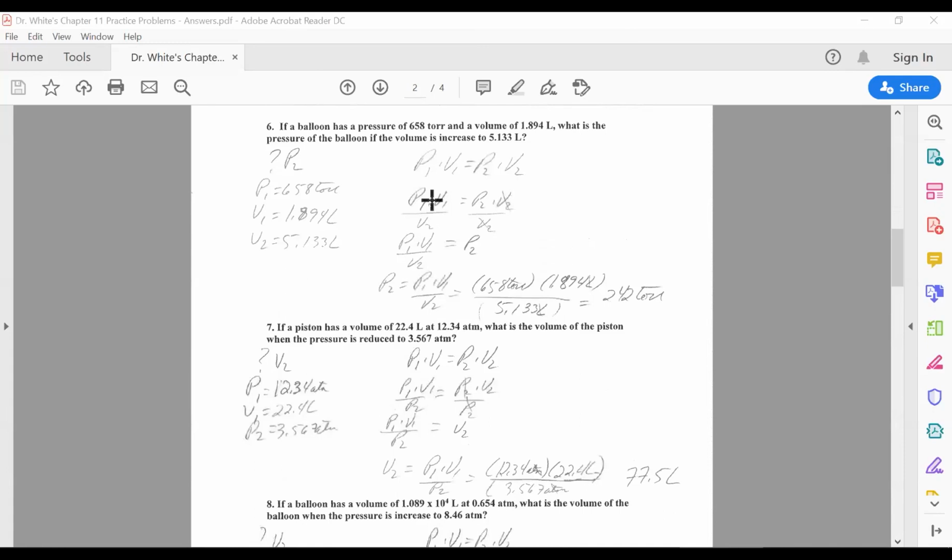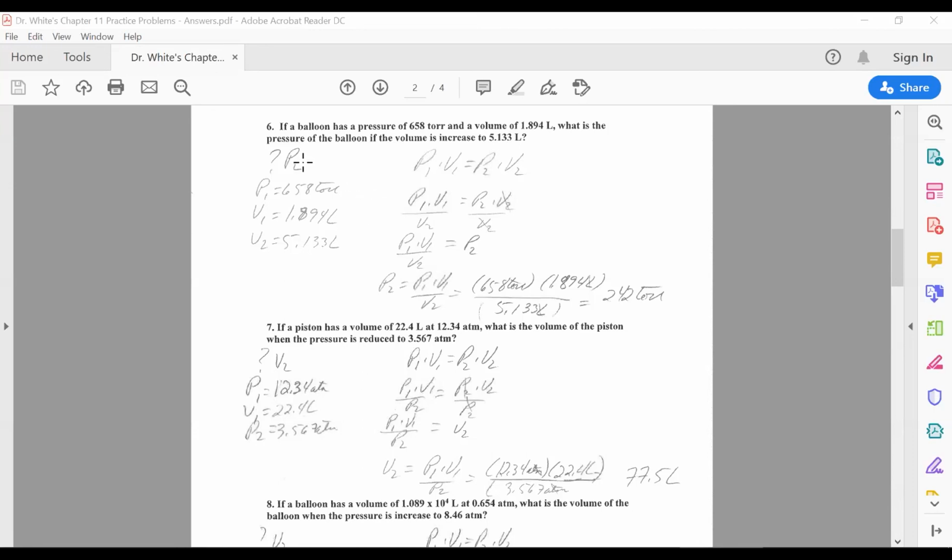All right, let's look at number 6. If a balloon has a pressure of 658 torr and a volume of 1.894 liters, what's the pressure of the balloon if the volume is increased to 5.133 liters?